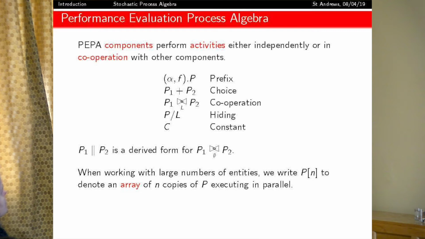And when we've got large numbers of entities, so sometimes we have multiple copies, for example, if we're modeling a client-server system, we may well have 100 clients. We don't want to write them all out, so we use this notation, and we would just say client square bracket 100, or in this simple example, P square bracket 5 means I've got 5 copies. They're independent of each other, but they're going to be in a context, presumably, where they're competing for some resource.